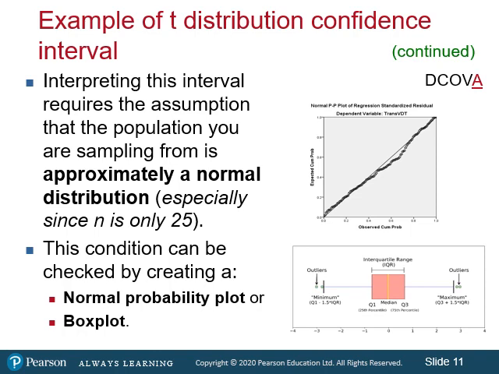Okay, how do we interpret a t-distribution confidence interval? Interpreting this interval requires the assumption that the population you are sampling from is approximately normally distributed, especially since n is only 25. This condition can be checked by looking at the normal probability plot or the box plot.